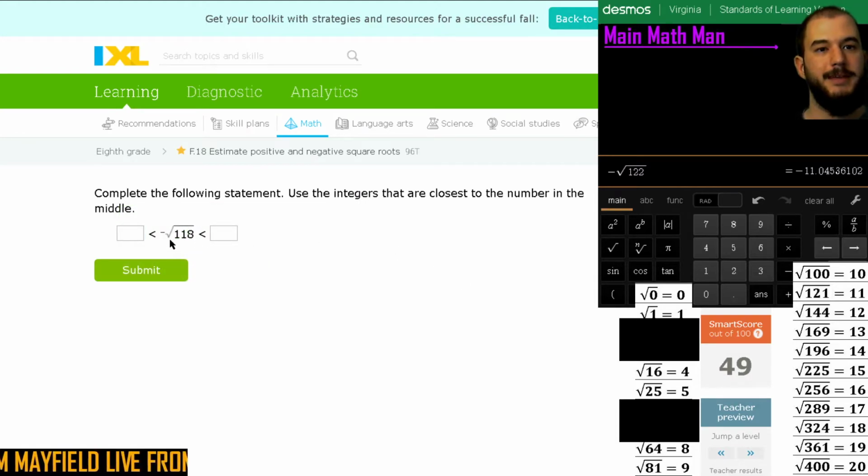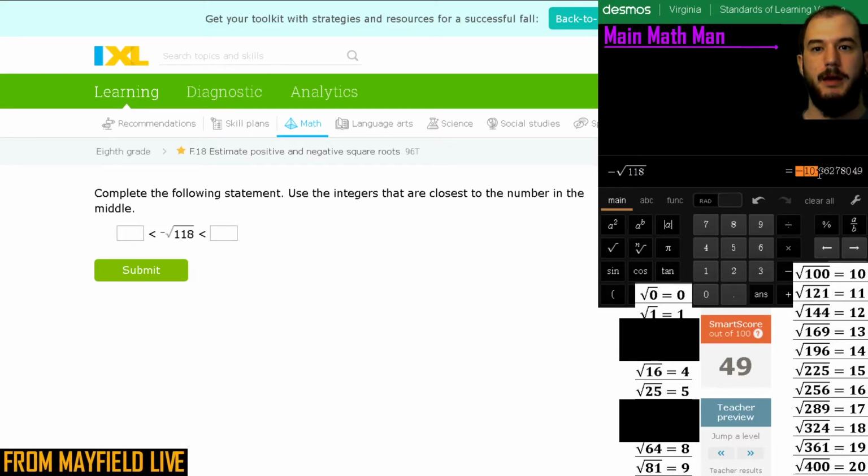All right, so now we have a negative square root. So let's see. Again, I can always use that calculator to double check, so let's start with that one just to give you another option. So I say negative square root of 118. All right, so it's going to be just below negative 10, and it's going to be between negative 11. So make sure, however, you order those correctly, because it's saying, okay, this is less than.